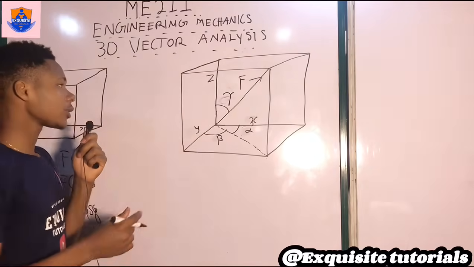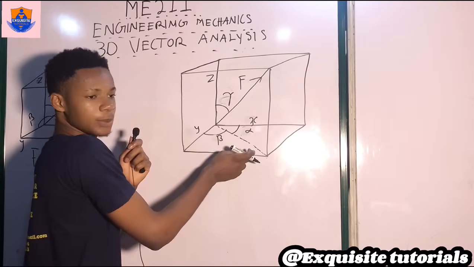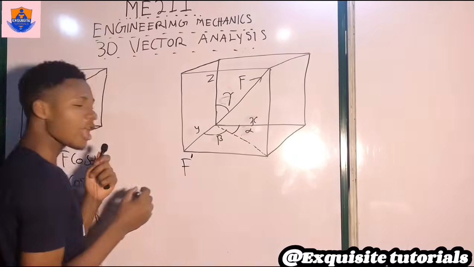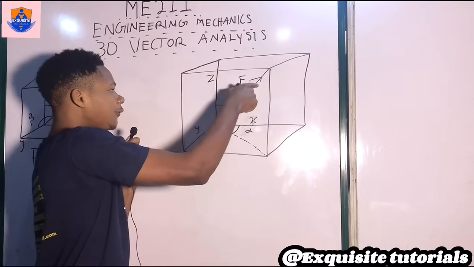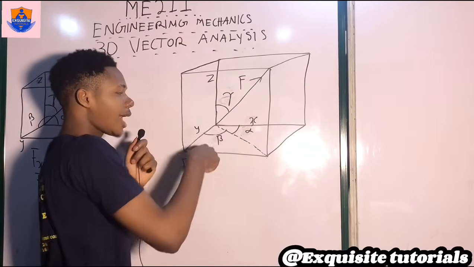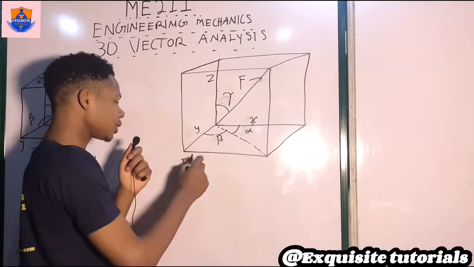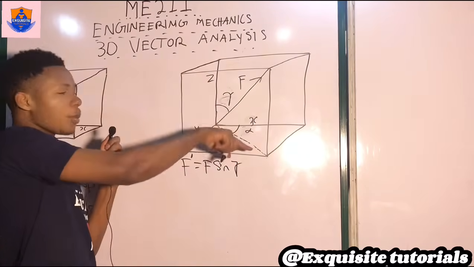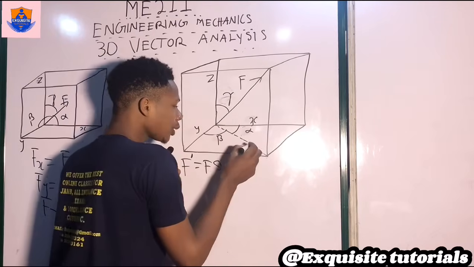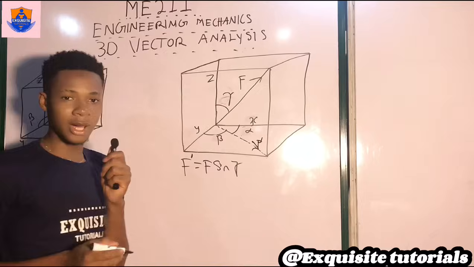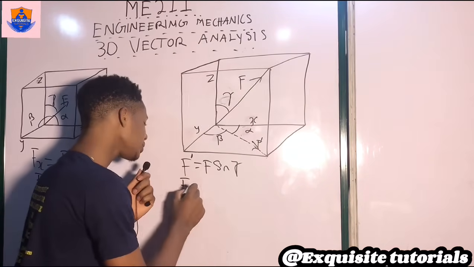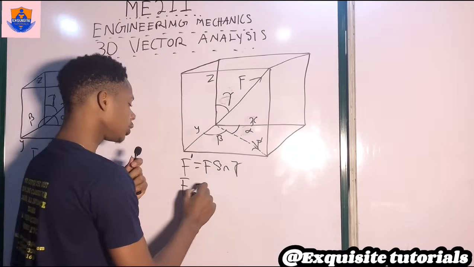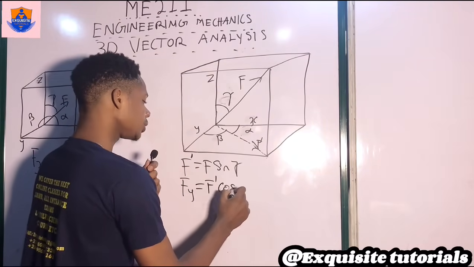Now, to find the resultant, I'll first of all resolve this force F to this plane. Okay, once I resolve it to this plane, I'm going to be getting what I will call the F prime. Now, I'll call F prime the force I get when I resolve this diagonal force down to this bottom plane. So when I resolve it, I'm going to get F sine of gamma, because I'm opposite the z-axis. Okay, now after resolving, we're now going to be having F prime on this bottom plane. Okay, and from then we can now get F of y. Now, to get F of y, we resolve F prime down to the y-axis. That will give us F prime cosine of beta.